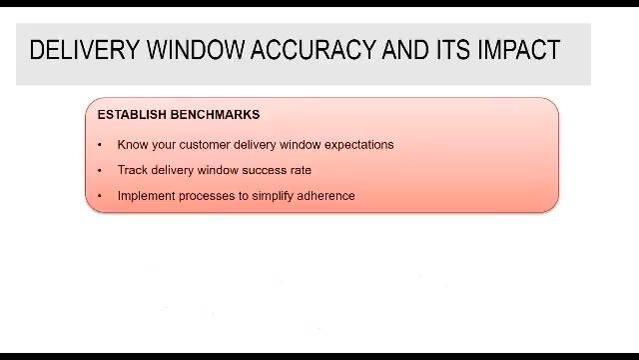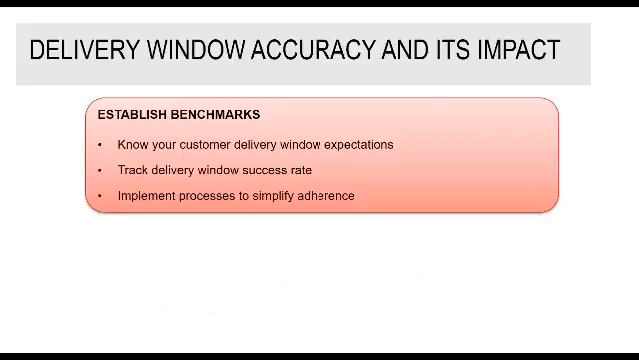So really the benchmarks here are, you've got to know what your customer delivery window expectations are. If that is not something that is communicated throughout the organization, so that everybody is aware of how important it is, that can be a critical factor in adherence to those delivery windows.